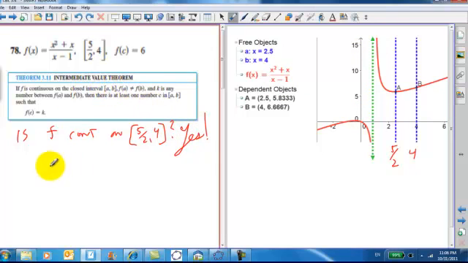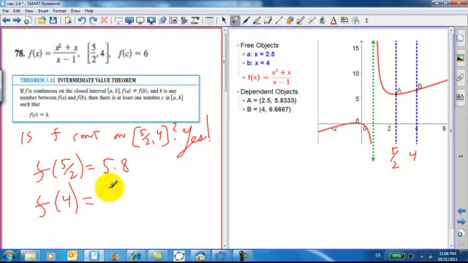And now we have to look at f of a and f of b. Let's look at f of 5/2. F of 5/2, you can plug it in the formula. You can also use your graphing calculator and see what you get there. When you put in 5/2, you get about 5.8. And f of 4 is equal to 6.67 or 6.7 or so.